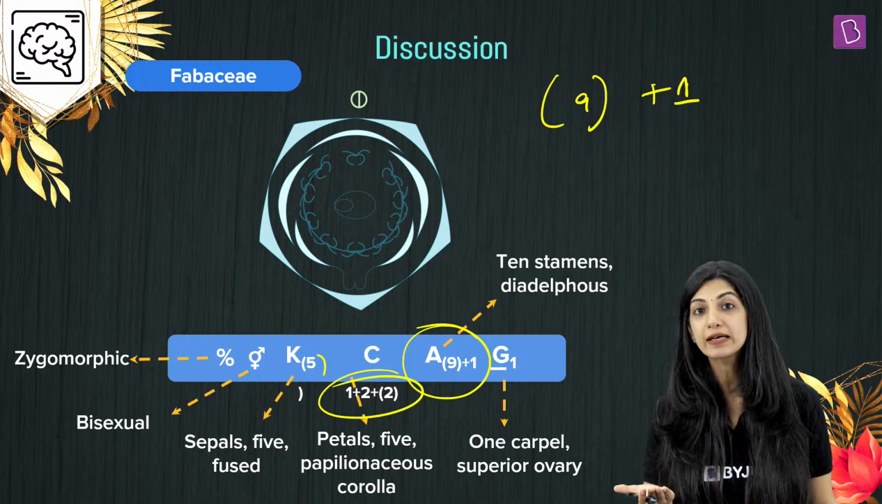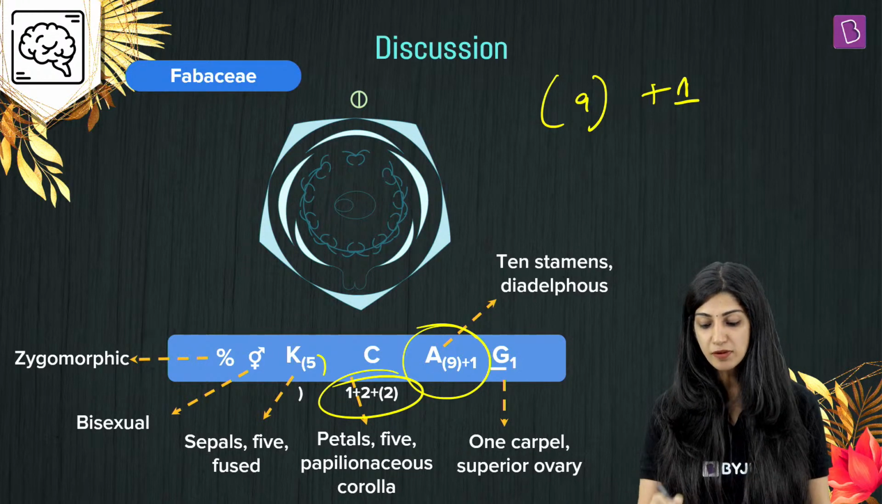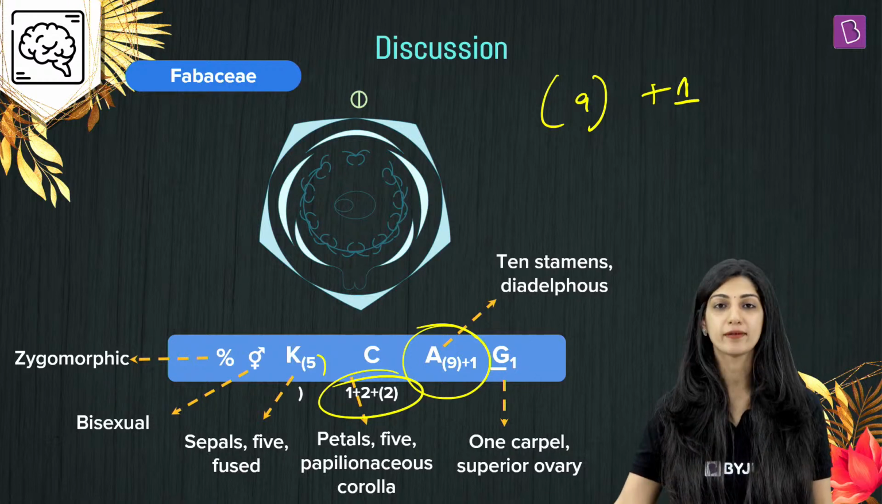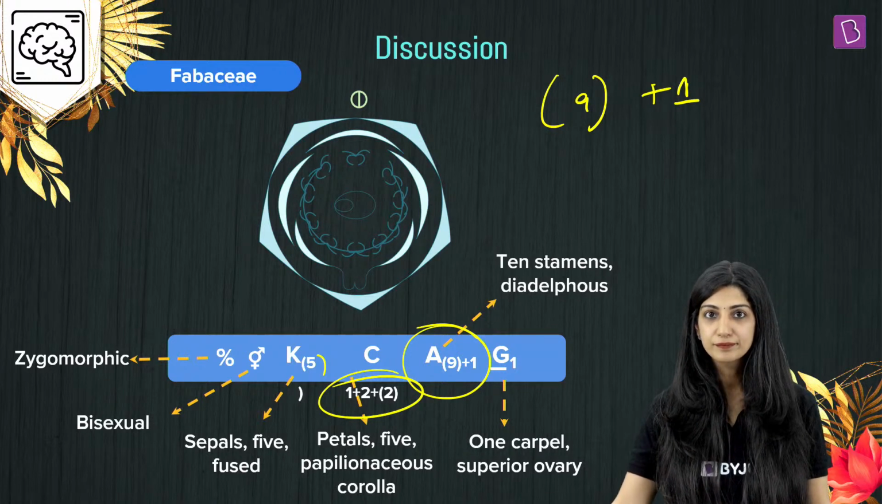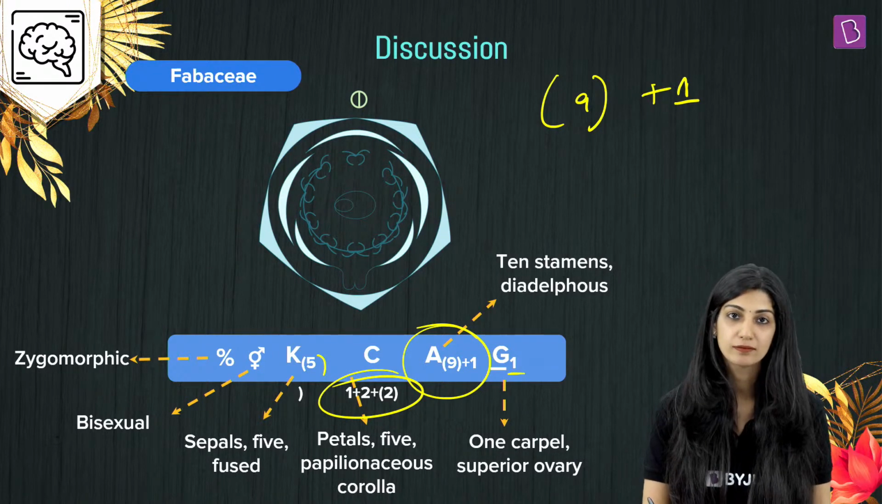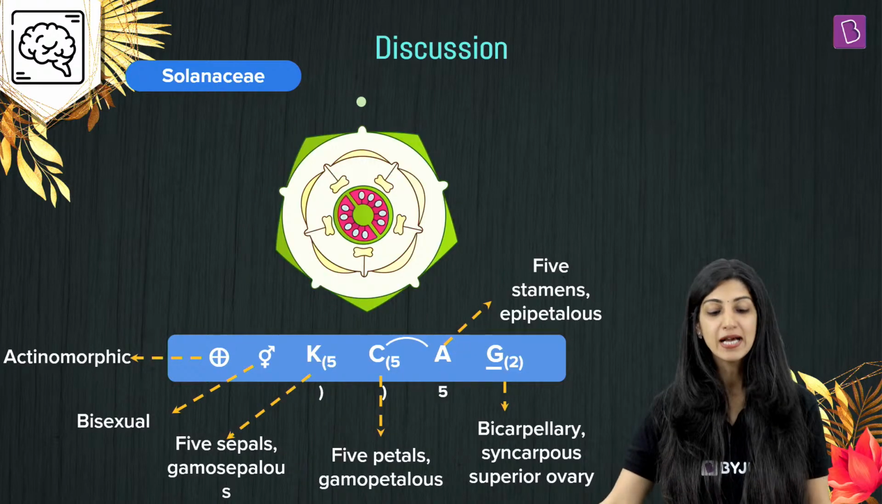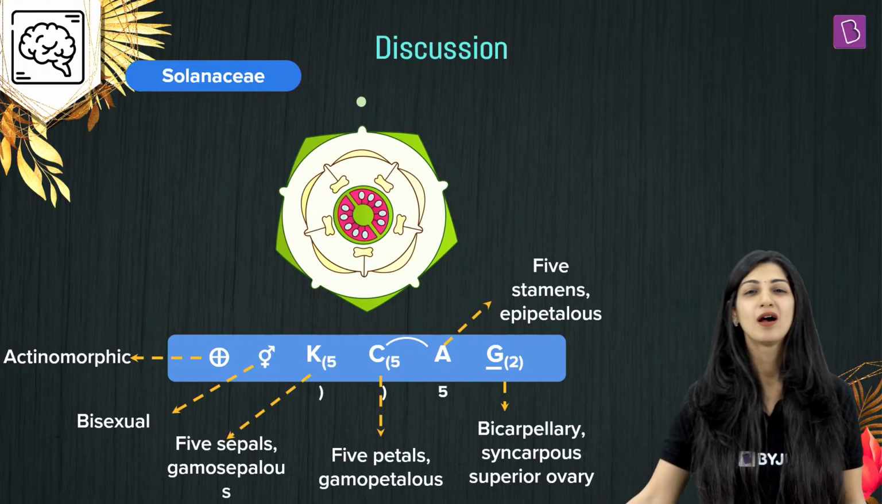Because I don't have to look for anything else, since every family in my syllabus has a superior ovary. Yeah? You can always remember that it is a monocarpellary condition, or it was the bicarpellary condition earlier. Good. Let's move to Solanaceae.